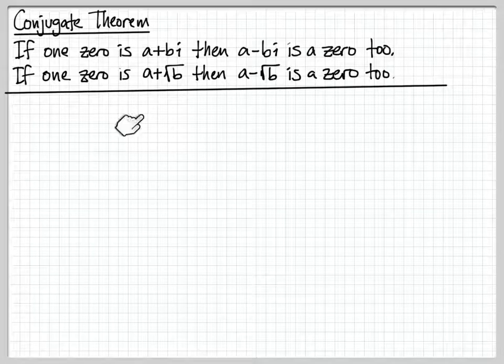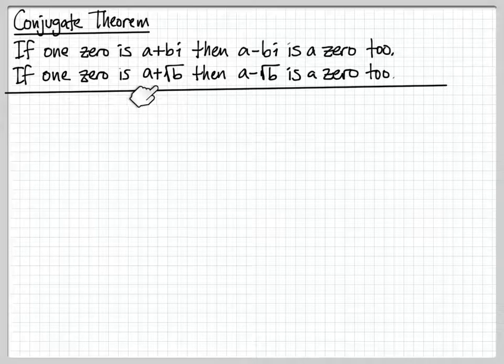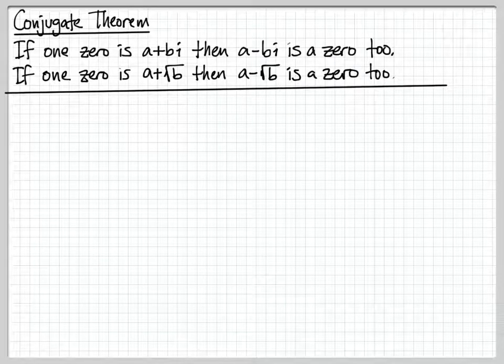And that also applies if the 0 is a real number with a radical. A plus square root of b, then a minus square root of b is also a 0 as well. So we can apply this property in the following way.